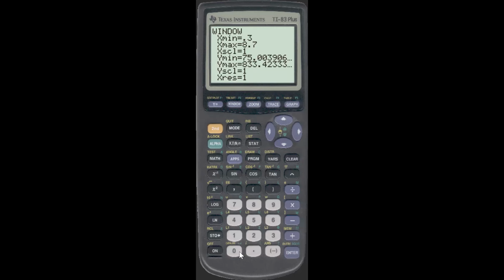So X needs to go from 0. Let's go out a bit more, let's go out to like 25. And then Y min, I'm going to go to 0 to 1,000. I like picking nice numbers. That's too far. Now when I graph, I can kind of see it there.